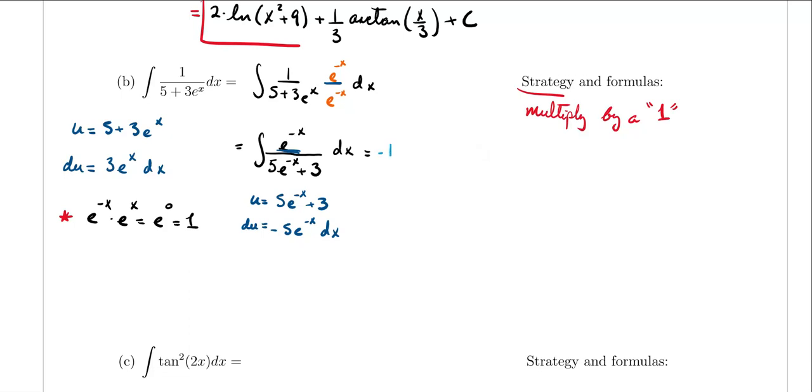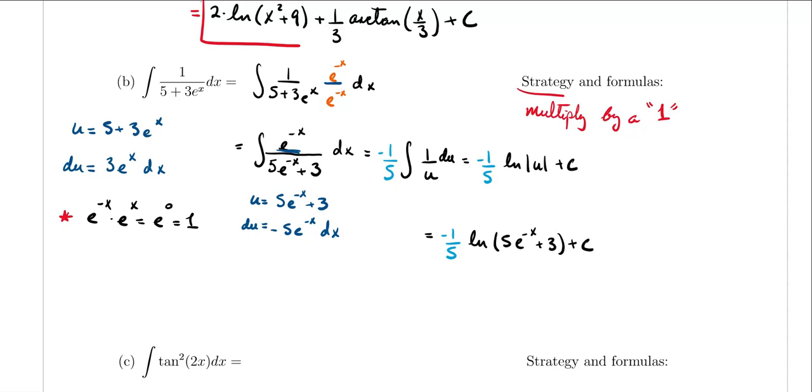We're going to have a negative 1/5 times the integral of 1 du all over u, which should give us then a negative 1/5 times the ln of the absolute value of u plus c. Now putting everything together then, we're going to have a negative 1/5 times the ln of... now our u was 5 times e to the negative x plus 3, which again, it cannot be negative, so I'll just write it here without absolute value. So it's going to be 5e to the negative x plus 3 plus c. And there we go. We'd be done with this problem.